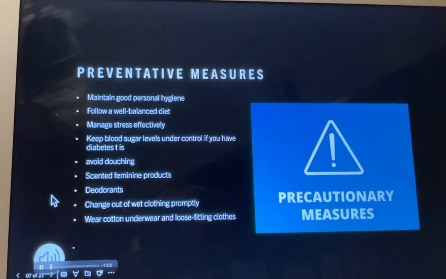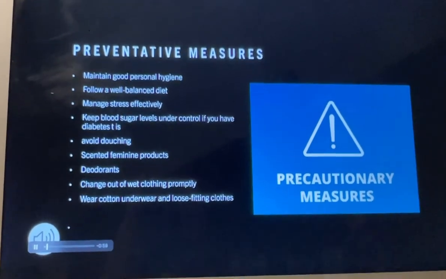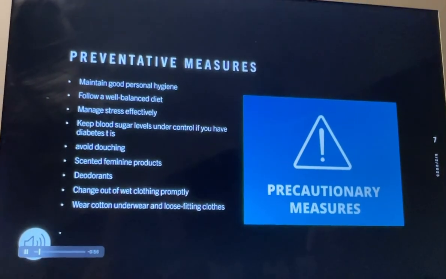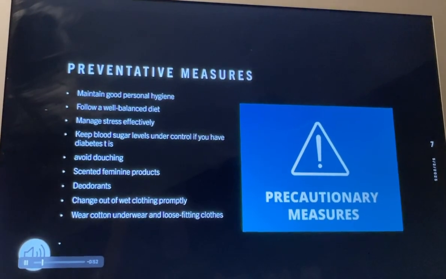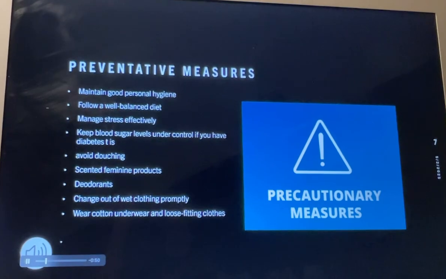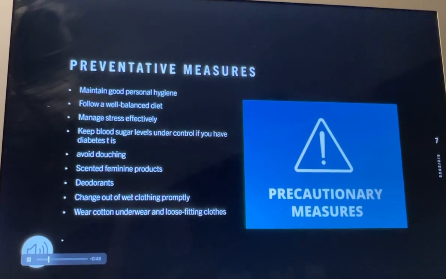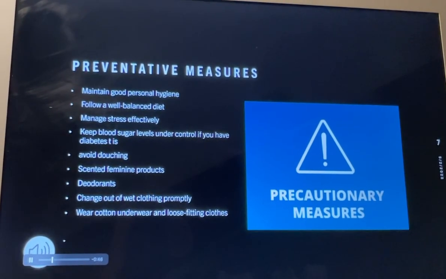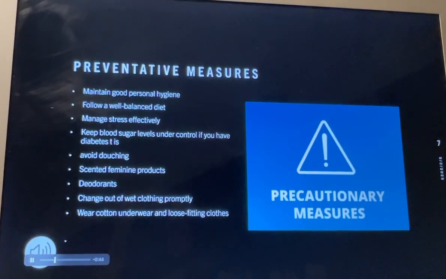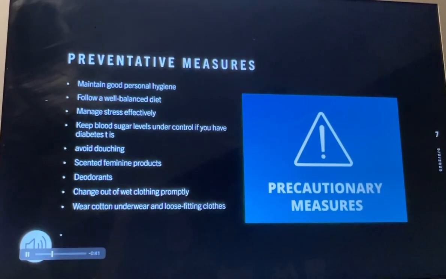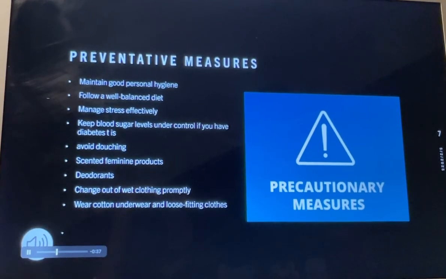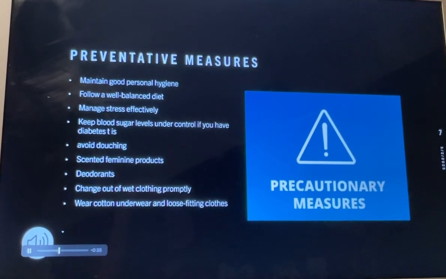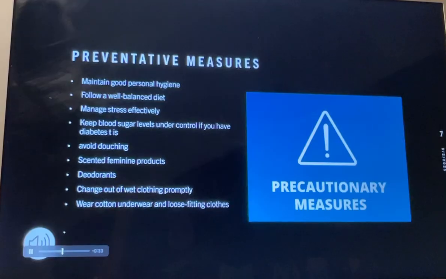Some preventative measures that you can take to avoid a yeast infection is to maintain a good personal hygiene. Maintaining a good personal hygiene, along with changing out of wet clothes promptly, both go hand in hand to not let bacteria harbor and be more susceptible to getting into your vagina area. Following a well balanced diet is also important because some foods naturally have a high acid content, and it is important to maintain the pH balance.